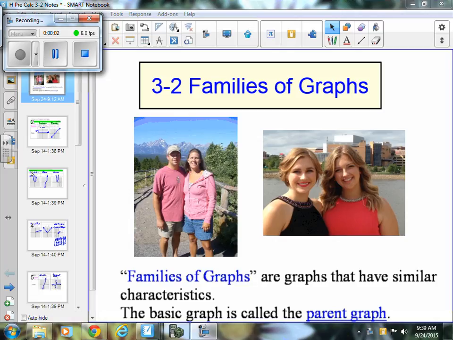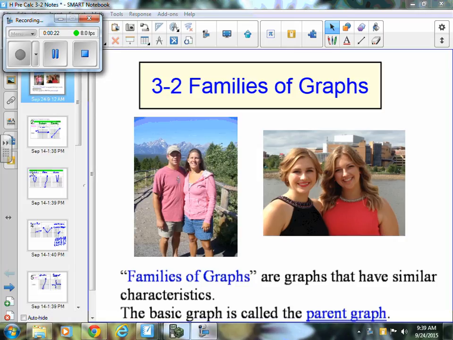All right, families of graphs. Look at the cute family. All right, so we're going to talk a little bit about what families of graphs really mean and the transformations. This is a review. You've done all of this before, but I want to make sure you understand what parent graphs you need to know and then what all the numbers that we put into the equations, what effect they have on the graph. So that's the big part of what we're going to talk about today.